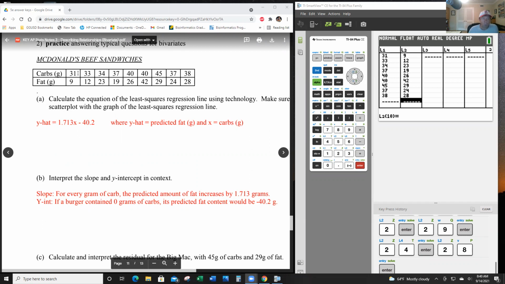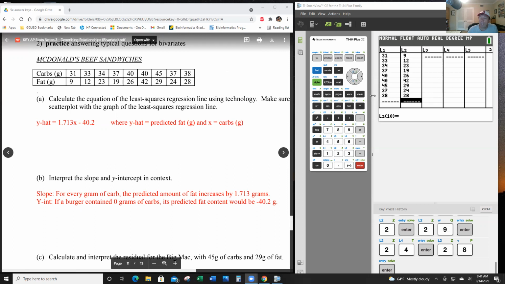Okay, so I put carbs in L1 and fat in L2. Really, you could probably switch those because I don't know which one would be X or Y, but I just did it the way it was labeled. Remember, correlation doesn't care if you switch them or not. It doesn't make any difference. We've gone over that in subsequent lessons.